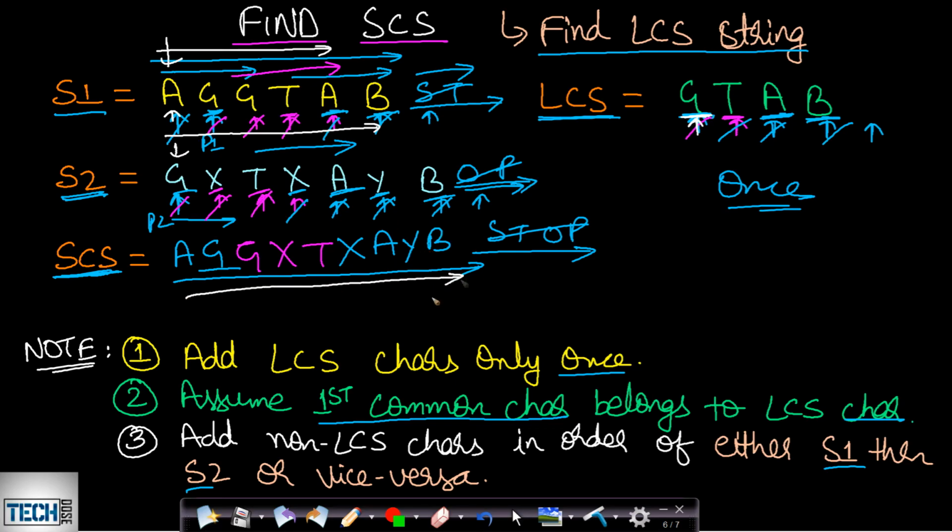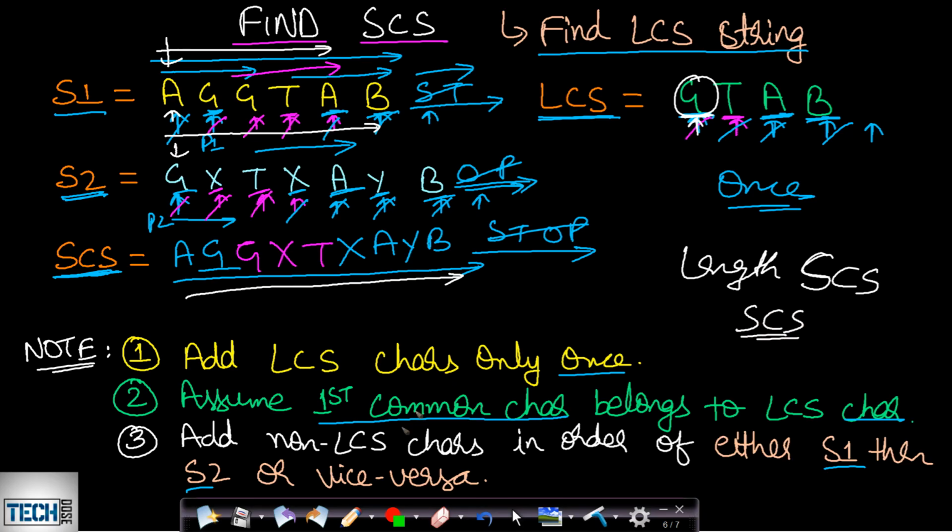So the most important thing here is to maintain the order, and the second most important thing is to include all these LCS characters once and not twice. This will give you the shortest common supersequence. So I hope you were able to understand the idea behind solving how to find the length of the SCS and also how to find the SCS string.